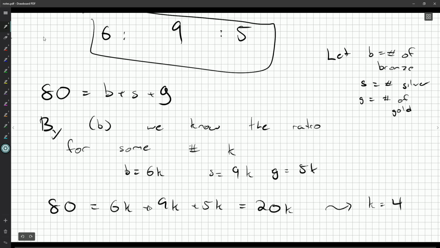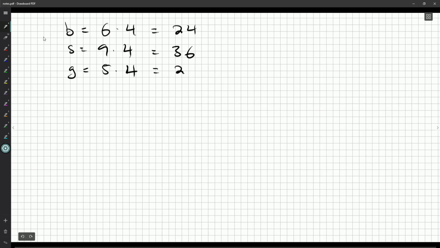So dividing by 20 on both sides, K is 4. Now we're not done yet, but now I can take this and plug it back in to solve for bronze. Bronze is 6 times 4, so there are 24 bronze medals. Number of silver is 9 times K, 9 times 4, 36. The number of gold is 5 times K, so that'll be 20.